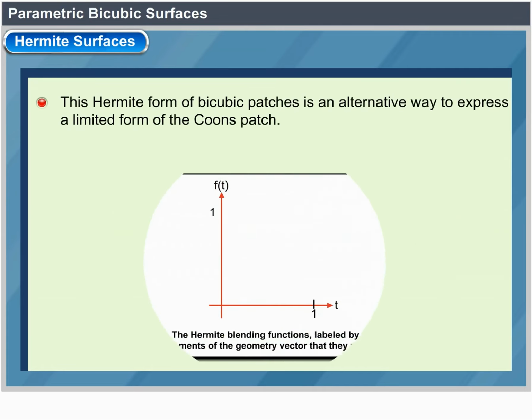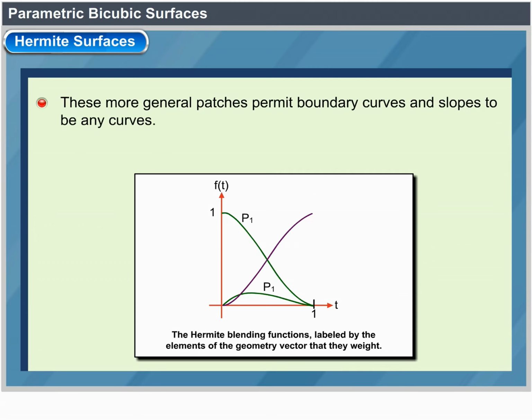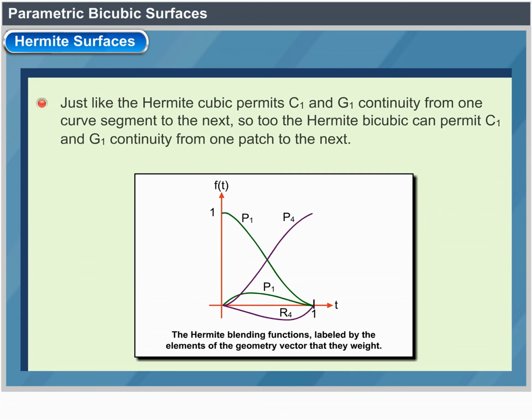This Hermite form of the bicubic patches is an alternative way to express a restricted form of the Coons patch. These more general patches permit boundary curves and slopes to be any curves. Just as the Hermite cubic permits C1 and G1 continuity from one curve segment to the next, so too the Hermite bicubic permits C1 and G1 continuity from one patch to the next.